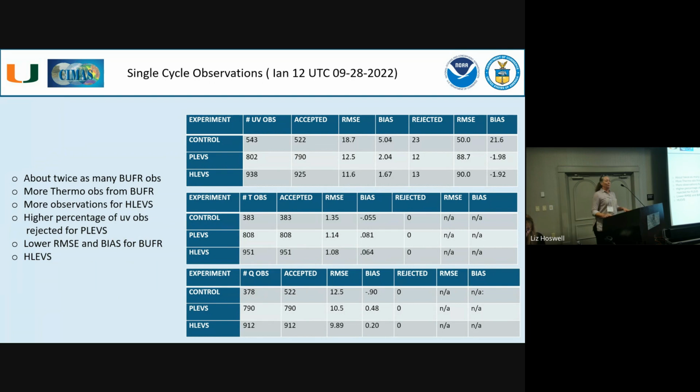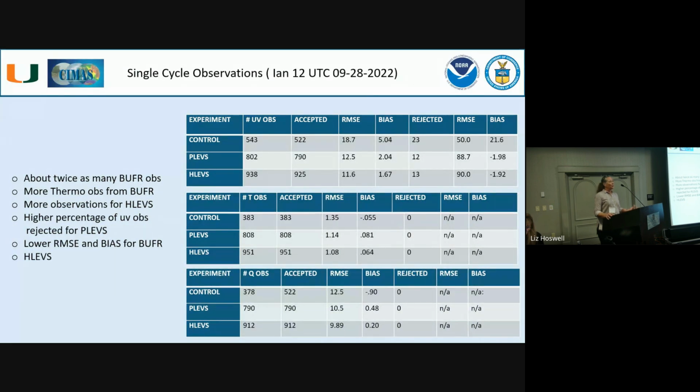Okay, so we translated this ability into HAFS. I ran a single cycle just to make sure that we were able to assimilate the buffer dropsonde data in HAFS. So I chose a case from Hurricane Ian in 2022. And I processed the buffer data both on 150 meter height levels and 15 millibar pressure levels. And so the table shows the amount of observations for each data type. And so you can see there are about twice as many buffer observations as TEMP DROP.